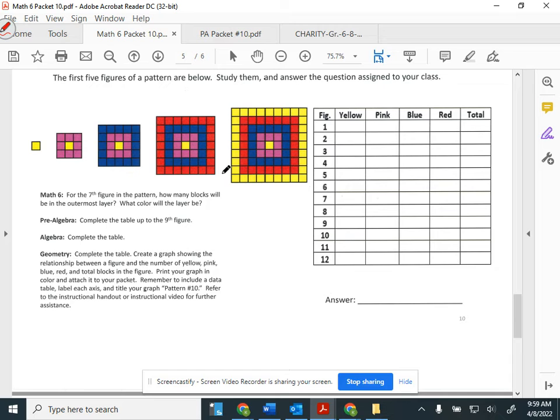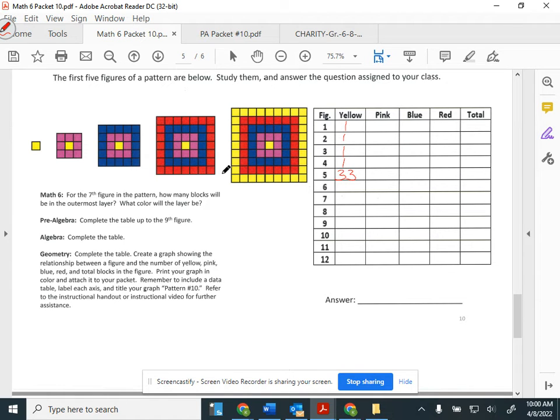How many yellows are in my first figure? Just say it out loud. How many are in the second? 1. How many are in the third? 1. How many are in the fourth? 1. How many are in the fifth? How many yellows altogether? I think somebody was saying it. Just say it a little louder for me. 33.